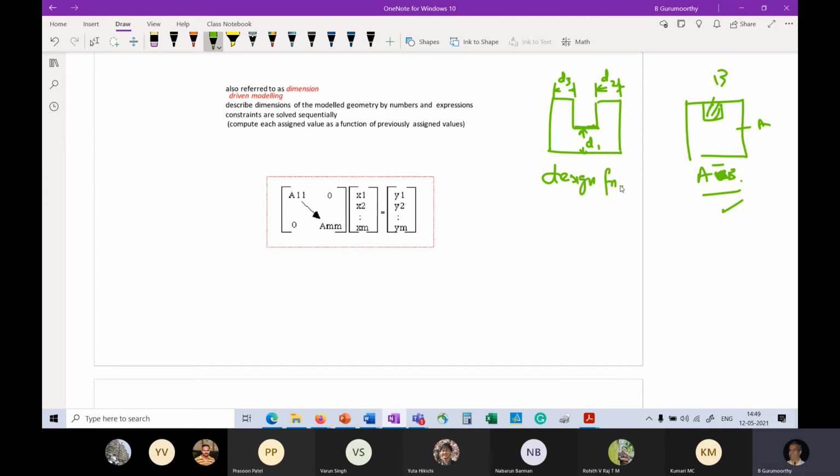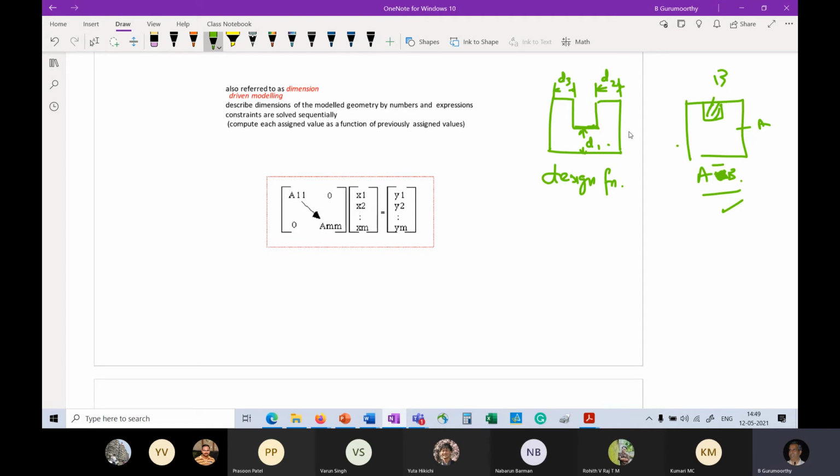Right, so the designer wants to design this part, scaling or varying these dimensions. Right, that's what is of interest to the designer. Now to go from here to here, the designer has to do some work, right?